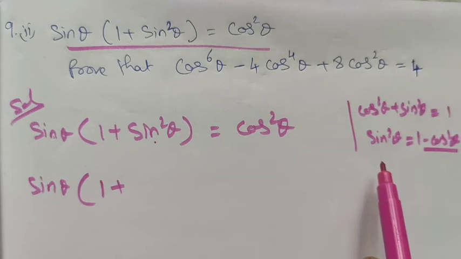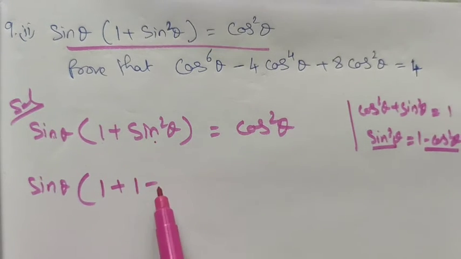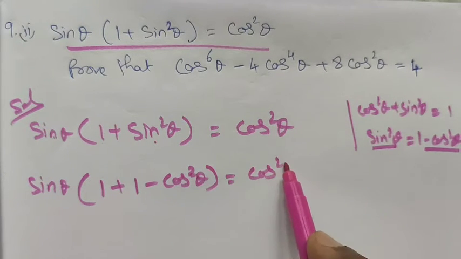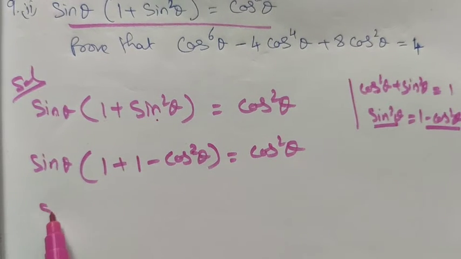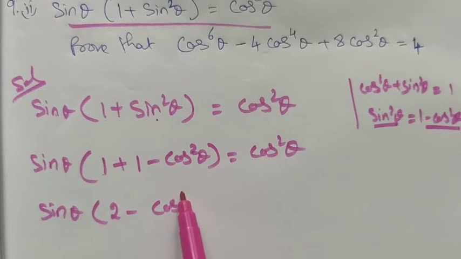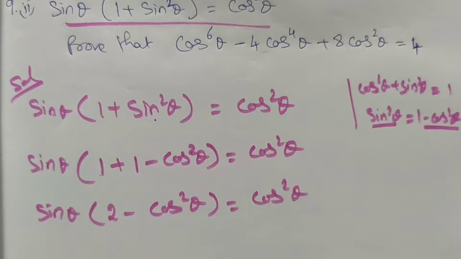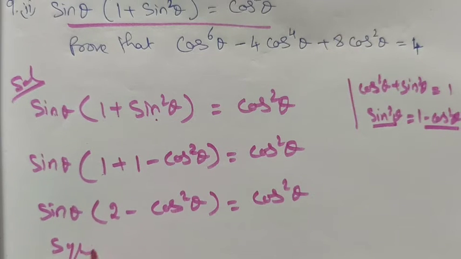So we get that in cos. In the place of sin square theta, I am going to replace the value 1 minus cos square theta, is equal to cos square theta. Right? Next step, sin theta, 1 plus 1 is 2, minus cos square theta is equal to cos square theta. Next, this term only we have to change into cos. So we want to change, means we need the square. So squaring on both sides.